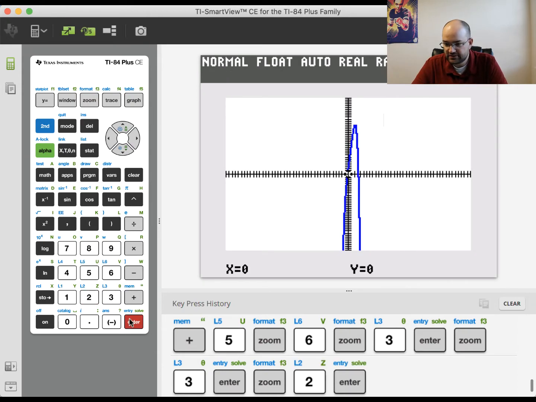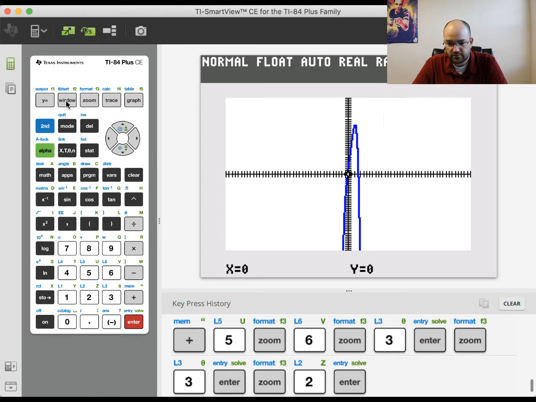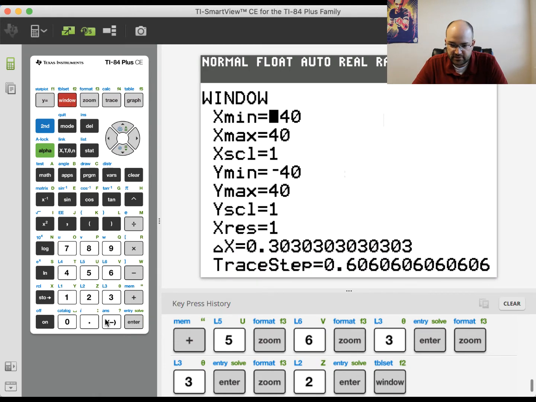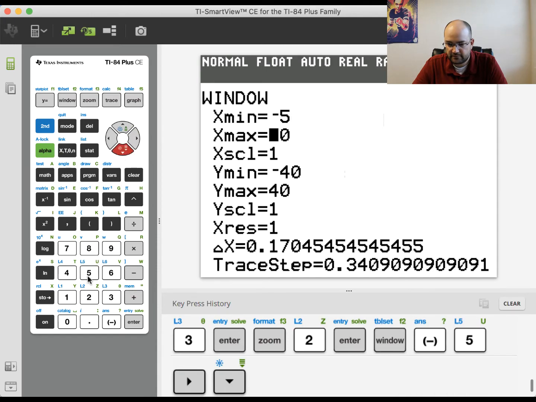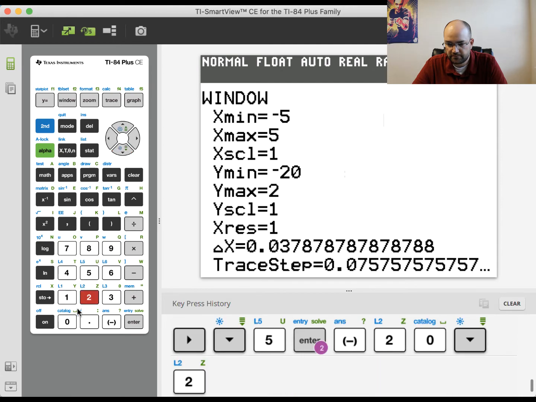And notice that this is in fact the graph that we have. So continue zooming in. Let's go to window. X min, let's say -5. X max, make that 5. Y min, let's say -20, and Y max 20.